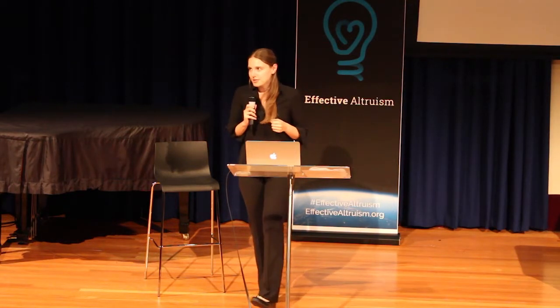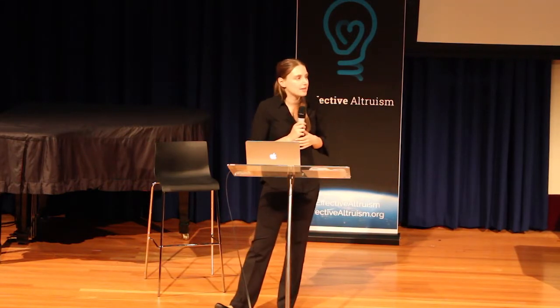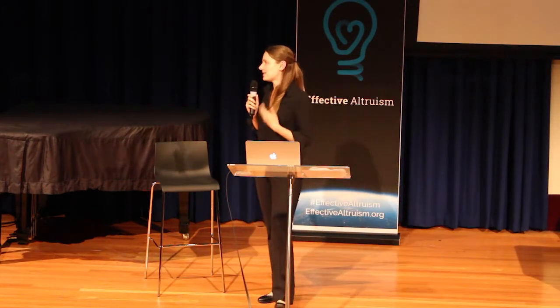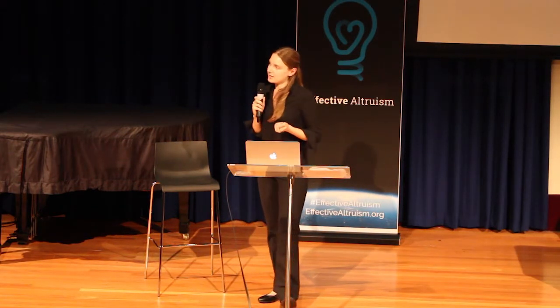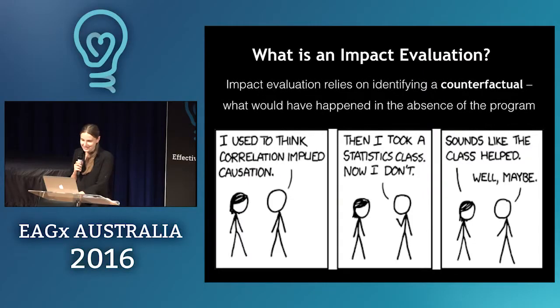So taking a step back, I'll return to this point in a moment. It might help to just take a moment to think about, okay, what kinds of studies are we talking about here? Mostly I'll just be talking about impact evaluations. An impact evaluation really depends on trying to figure out what would have happened in the absence of the program. So there's this nice little comic from XKCD here. I used to think correlation implied causation, then I took a stats class, now I don't. Seems like the class helped.